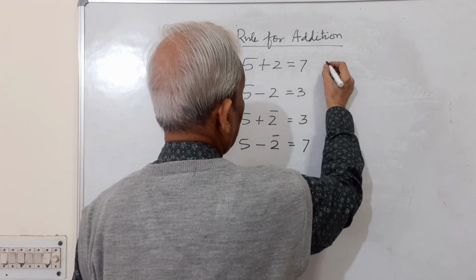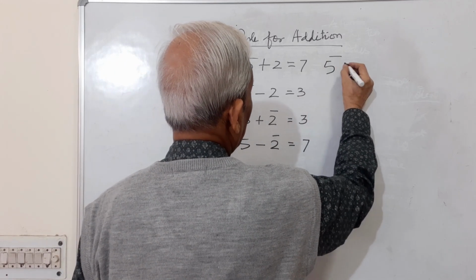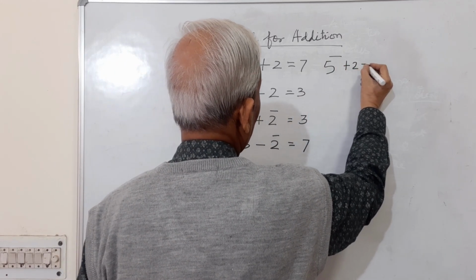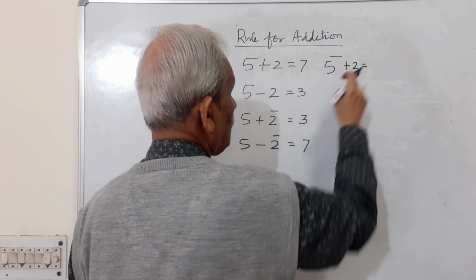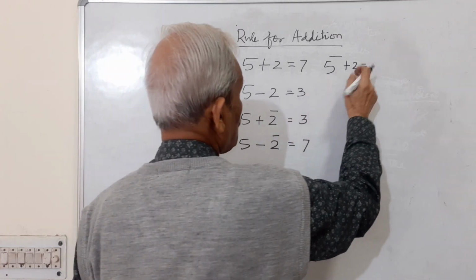Now see this side. 5 bar plus 2. Can you think of this as negative and this as positive? So 5 minus 2 is 3 bar.